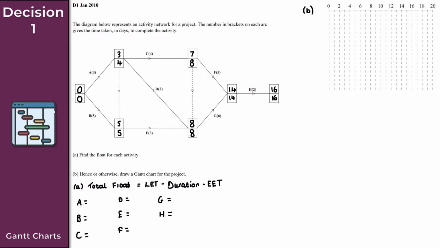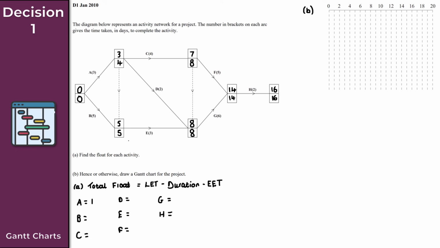Okay. So for activity A then, my late event time is 4. My duration is 3. My early event time is 0. So 4 minus 3 is 1, minus 0. That just gives us a total float there of 1. Nice and easy.